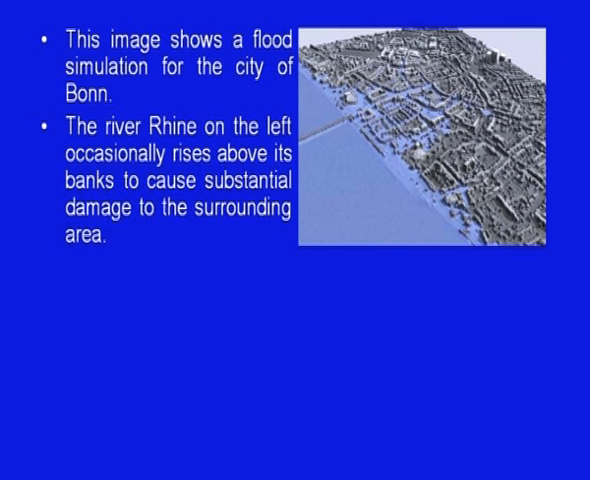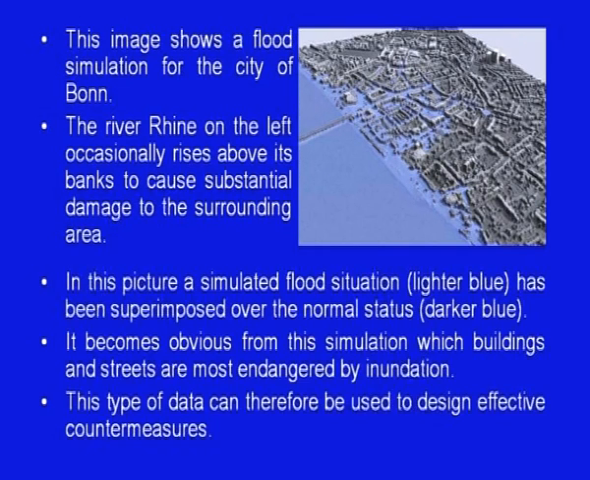efficiently. This image shows a flood simulation for the city of Bonn. The river Rhine on the left occasionally rises above its banks to cause substantial damage to the surrounding area. In this picture, a simulated flood situation, in light blue, has been superimposed over the normal status, which is dark blue. It becomes obvious from this simulation which buildings and streets are most endangered by inundation. This type of data can therefore be used to design effective countermeasures.